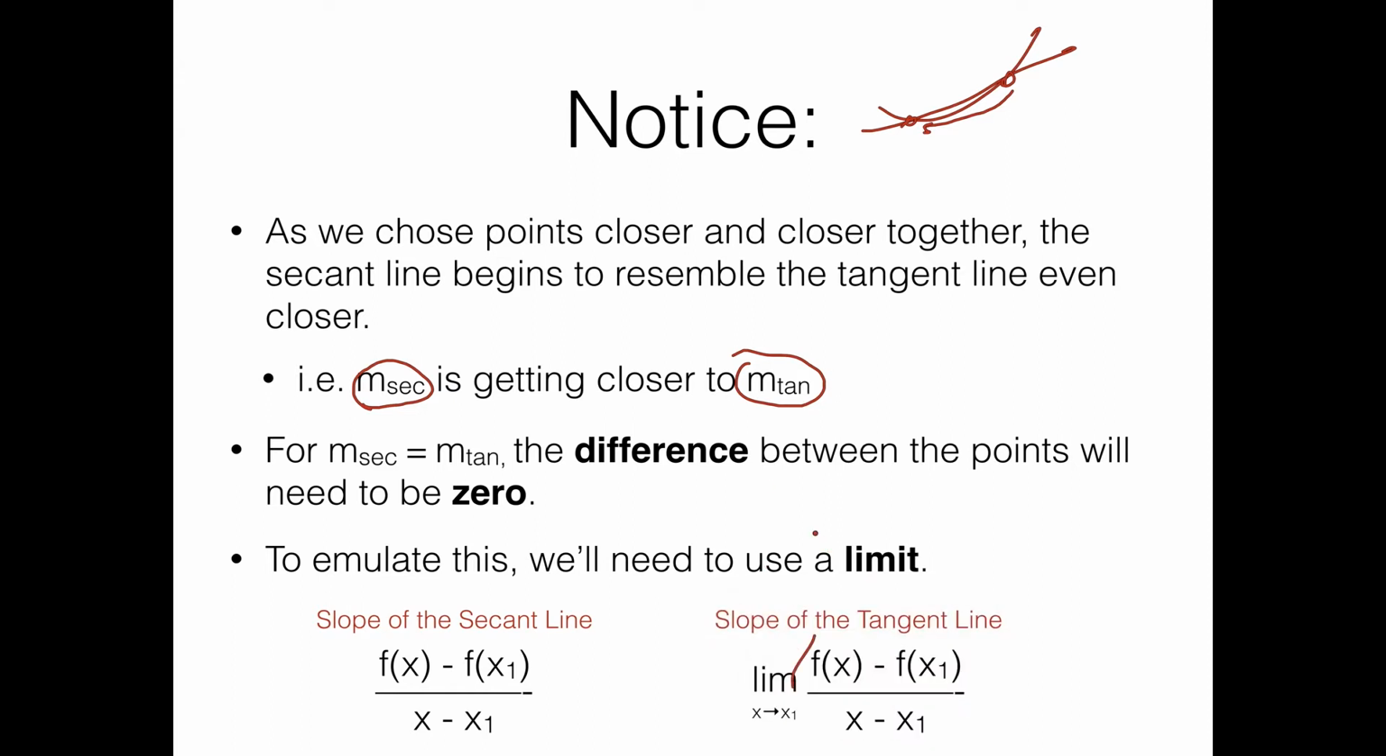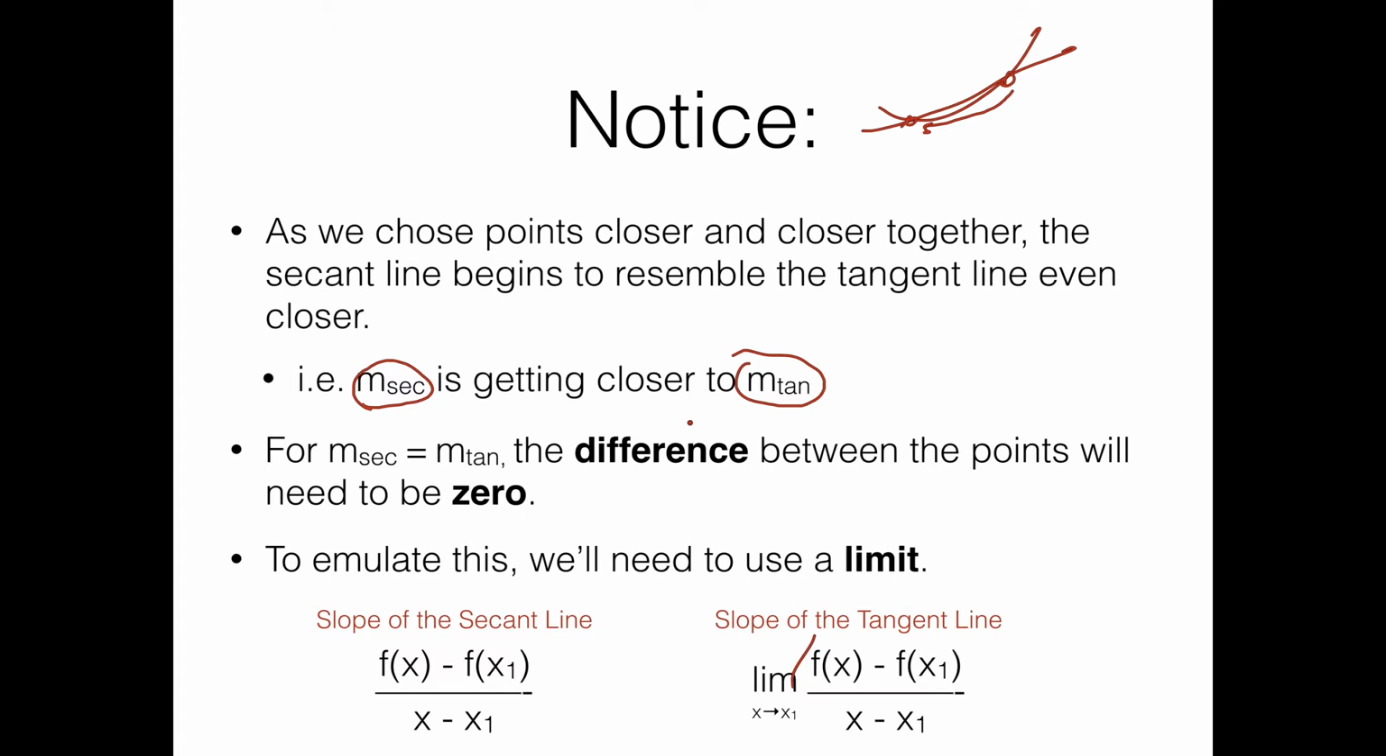The limit as x approaches x1 of f of x minus f of x1 over x minus x1. So basically what we're doing is using a limit to bring the distance between those points really close to 0, so that we have a secant line with a slope that's really close to the slope of the tangent line, so close that it doesn't even matter anymore. They're pretty much the same thing. So that's where the limit plays in.